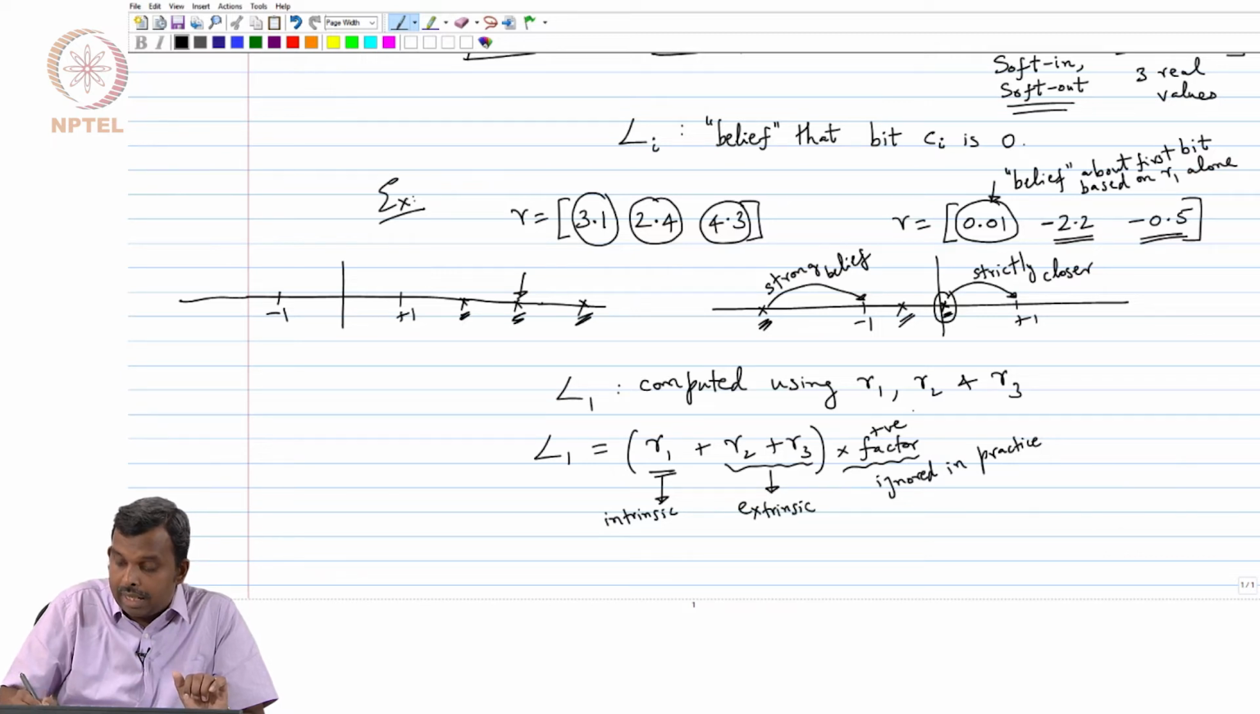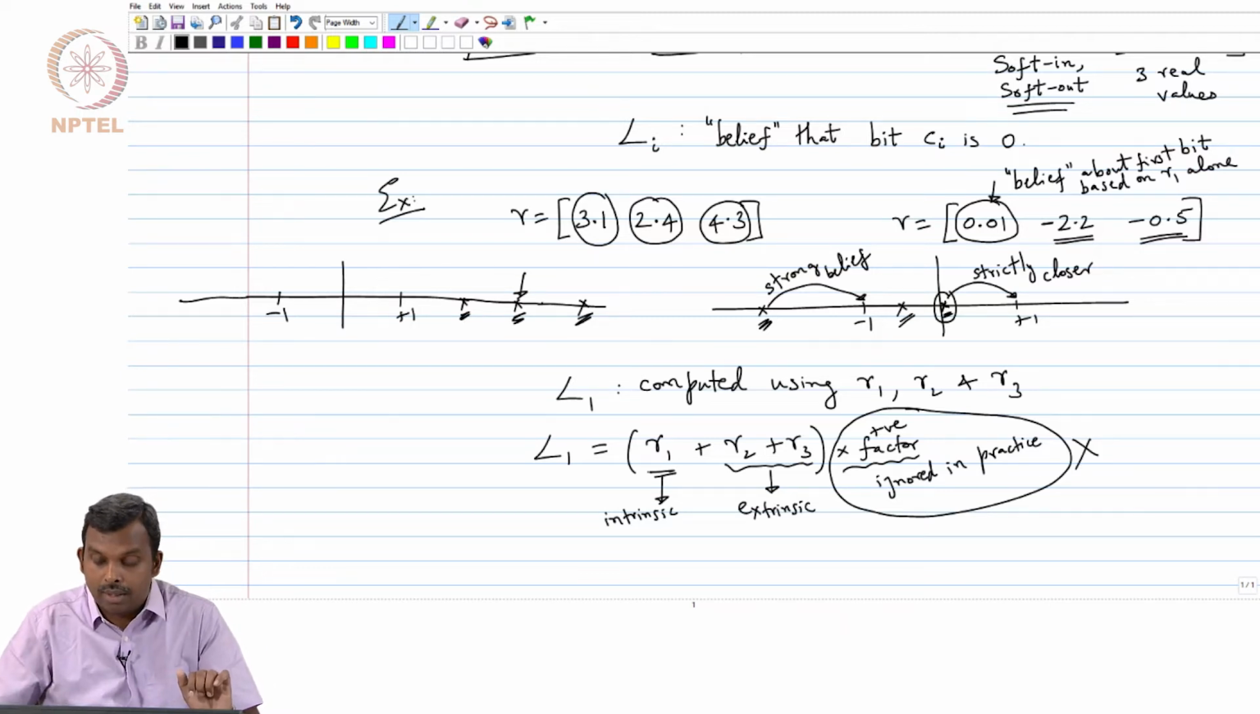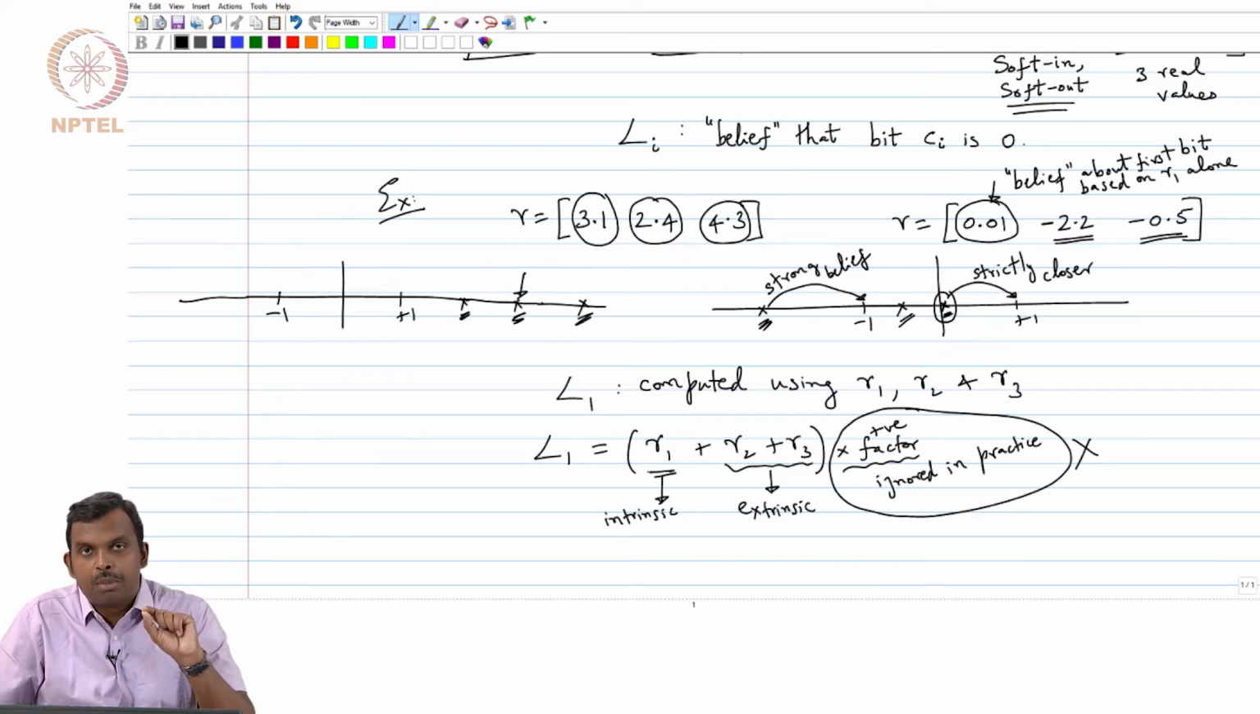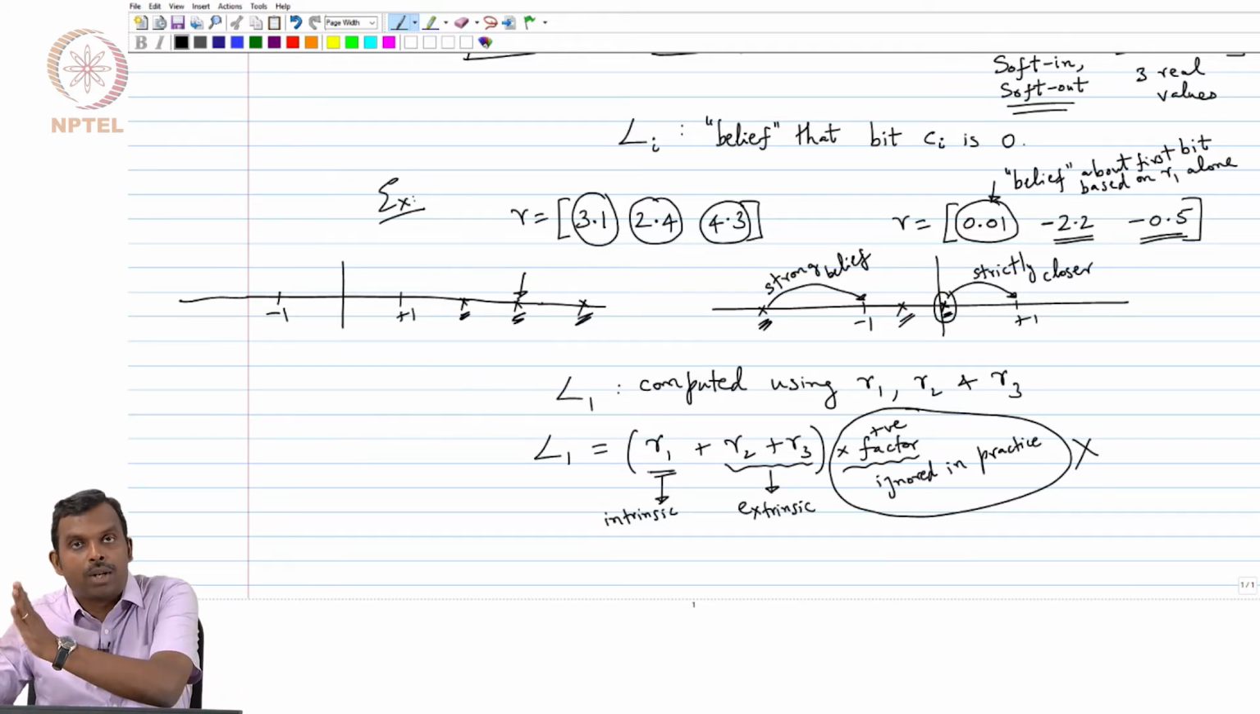Okay. So once again, like I said, we will completely ignore this factor. We will not use this at all. We will only use R1 plus R2 plus R3. And even that, there are two components. One is the intrinsic belief that you have based on what you received for that symbol, R1 directly. And then extrinsic, what comes from R2 and R3.